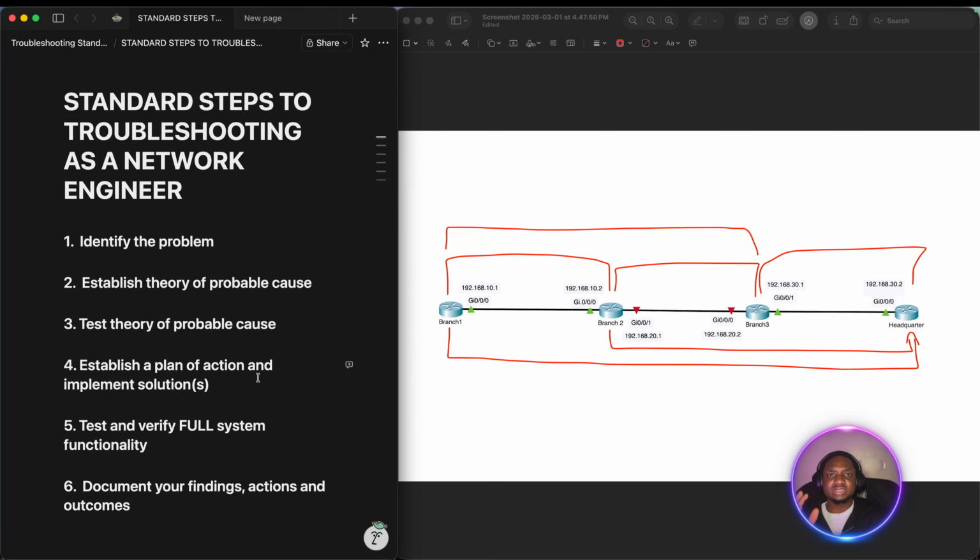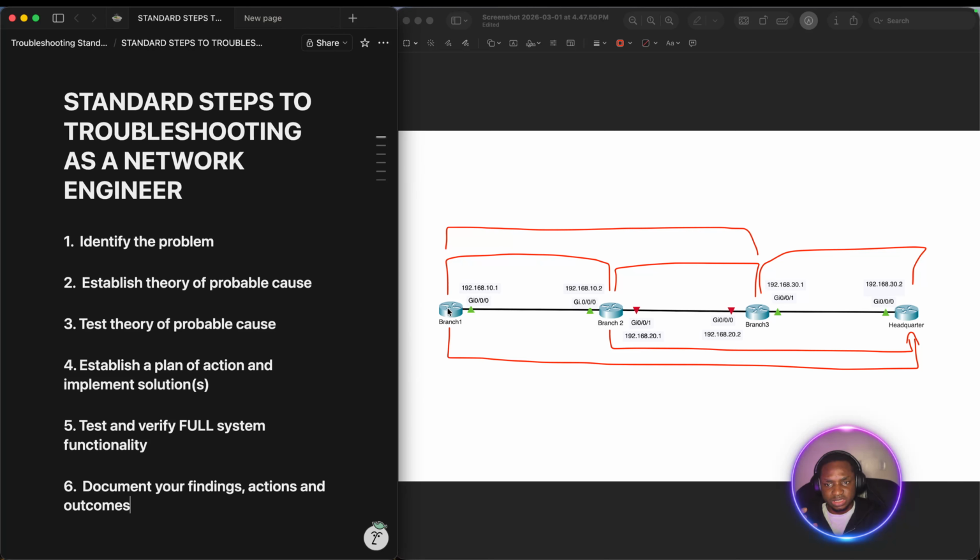So you're basically documenting everything you figured out was wrong with the system: the IP address, the ports, the routing, the physical cabling, the subnet mask. You're documenting your findings. Also, you're documenting your actions. So, I fixed everything, everything you reconfigured, everything you turned on, everything you fixed. You're also documenting that. And lastly, you want to document the outcomes, which is what we have here.